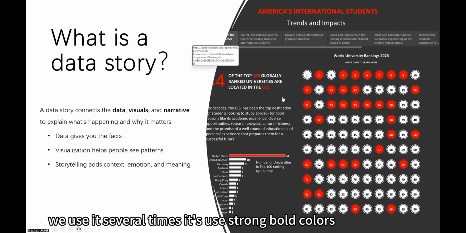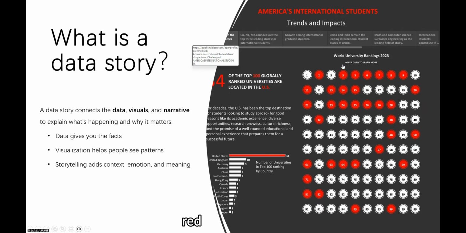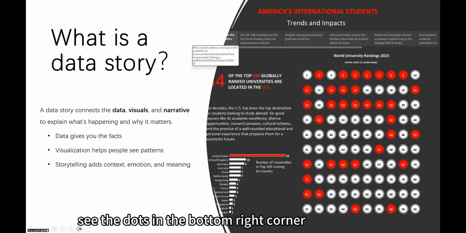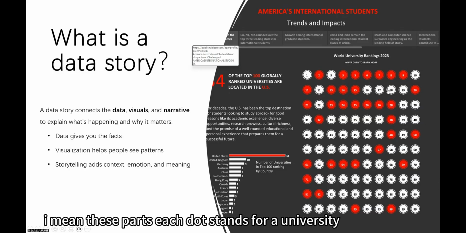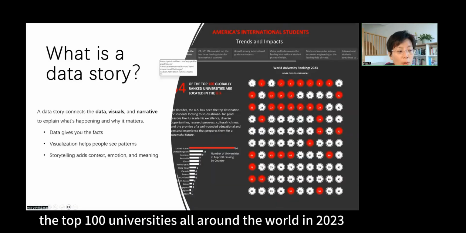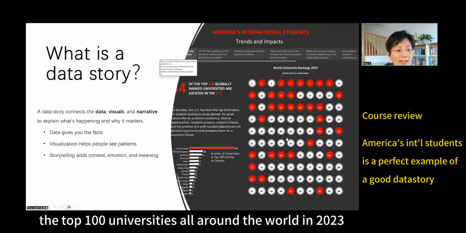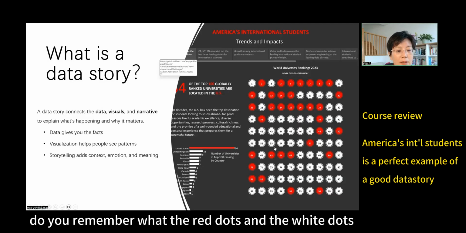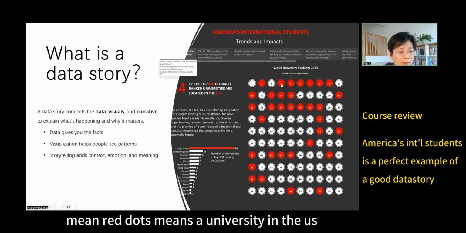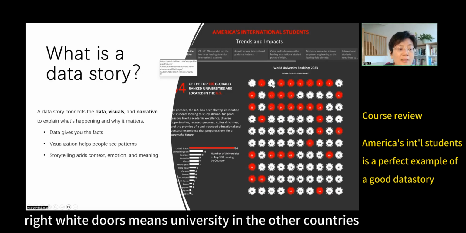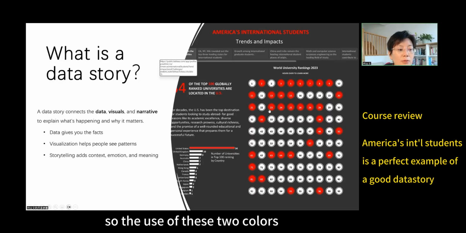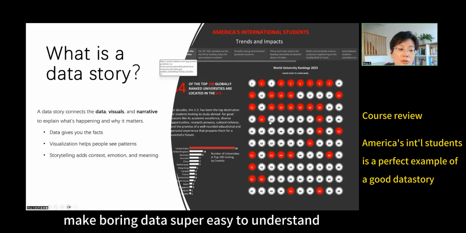It uses strong, bold colors: red, black, and white. See the dots in the bottom right corner. Each dot stands for a university. The 100 dots represent the top 100 universities all around the world in 2023. Do you remember what the red dots and the white dots mean? Red dots mean a university in the US, right? White dots mean a university in other countries. So the use of these two colors makes boring data super easy to understand.